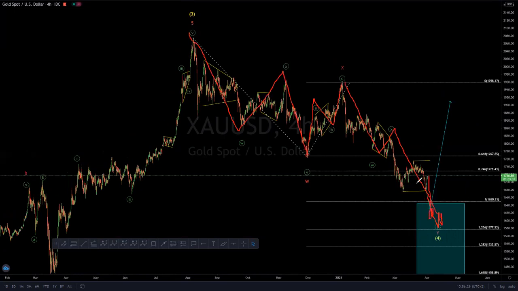For now, I'm still expecting that we are going to get this leg. This does not look like it has finished. I would love to have it here. But in any case, if it starts to trade higher like this and maybe comes around here, then we'll be looking for this move to the upside. But for now, I'm still interested in gold coming lower.